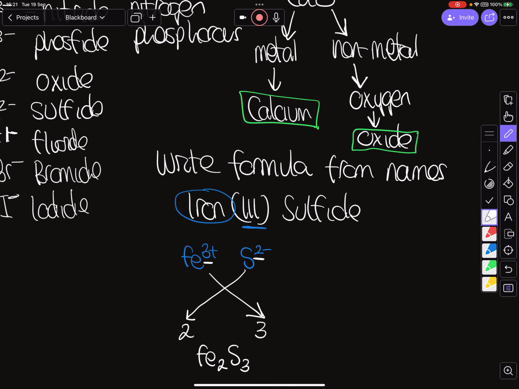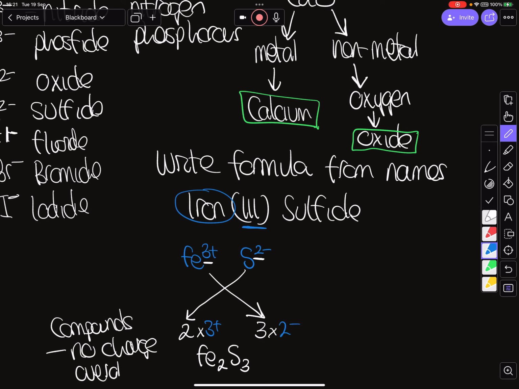Now what's really important when you're doing your naming is the compounds will be electrically neutral. There will be no charge overall on these. And this is how you work out, have I done it right? So here I have 2 by a 3 plus. Here I have 3 by a 2 minus. So 2 by 3 is going to be 6 positives here. 3 by 2 is going to be 6 negatives here. And if I add 6 plus and 6 minus together, I get 0. And that gives me confidence now that this formula is correct.